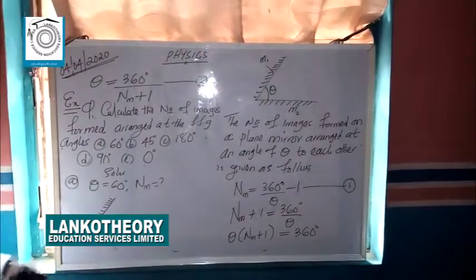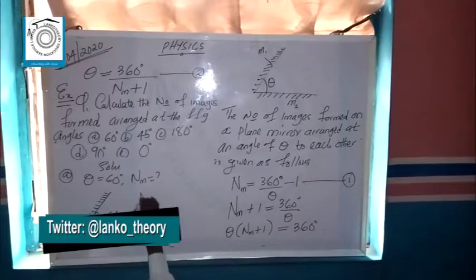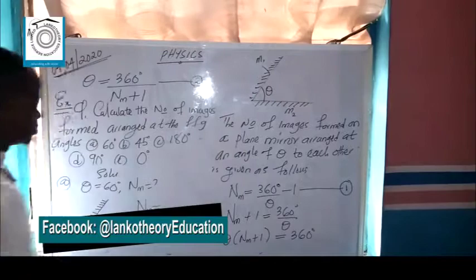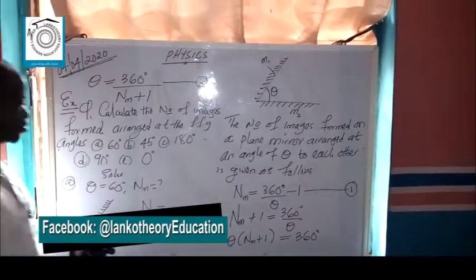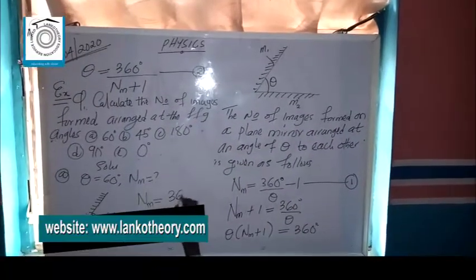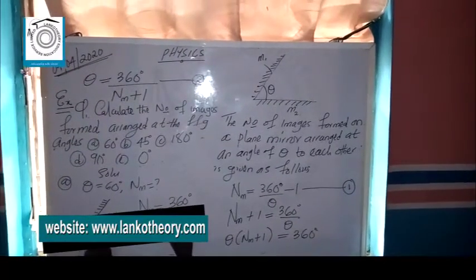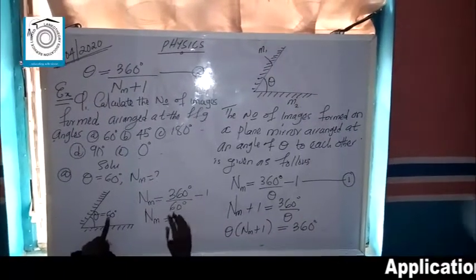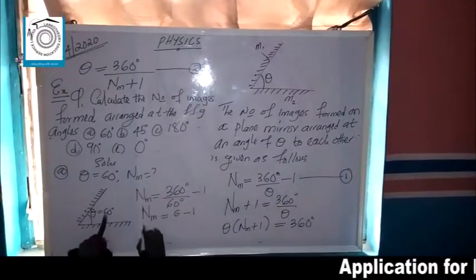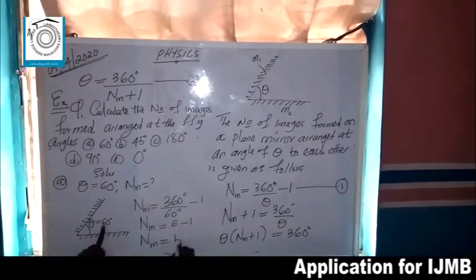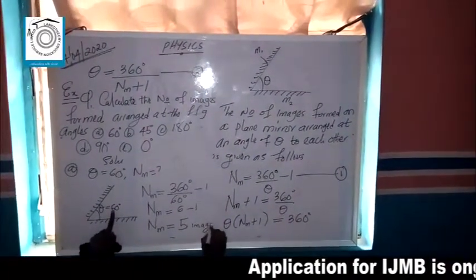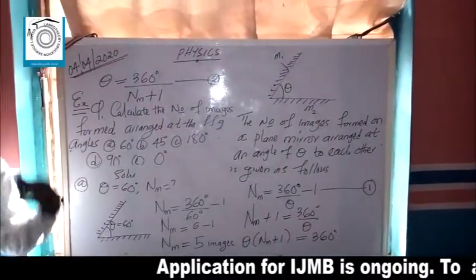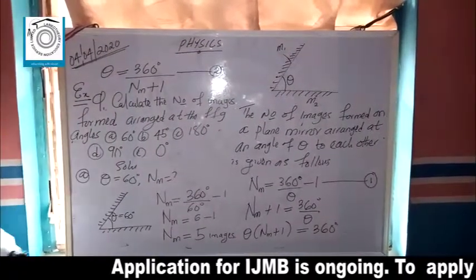If I am looking for the number of images formed, I know that it is expressed by 360 degrees upon theta, minus 1. But theta is given to be 60 here. So we write 360 degrees divided by the angle between the mirrors, 60 degrees, minus 1. 360 upon 60 gives 6, minus 1, so the number of images formed will be equal to 5. So if you arrange two mirrors at an angle of 60 degrees, and an object is placed in front of the mirrors, you are going to see 5 images.